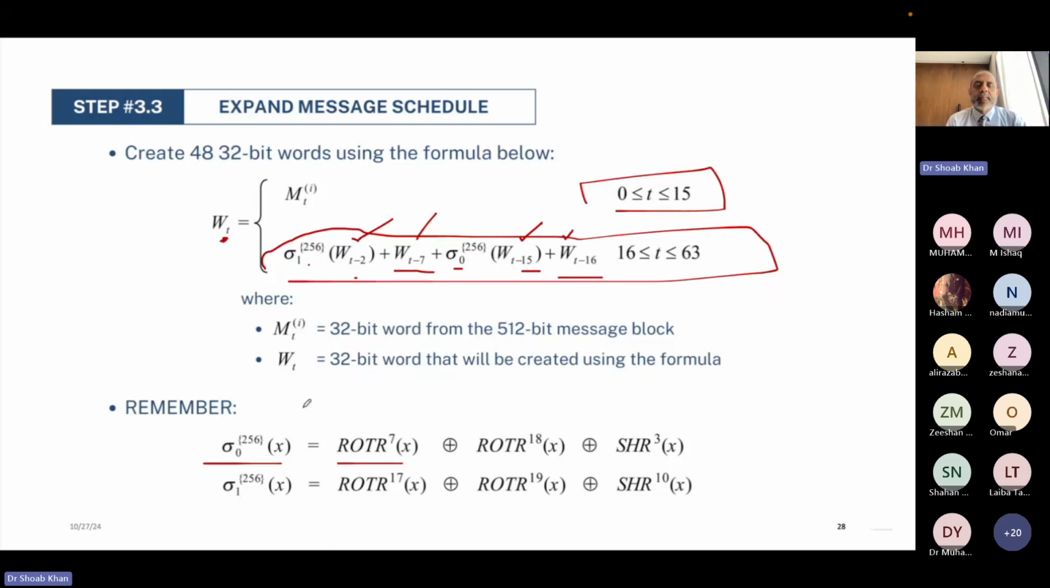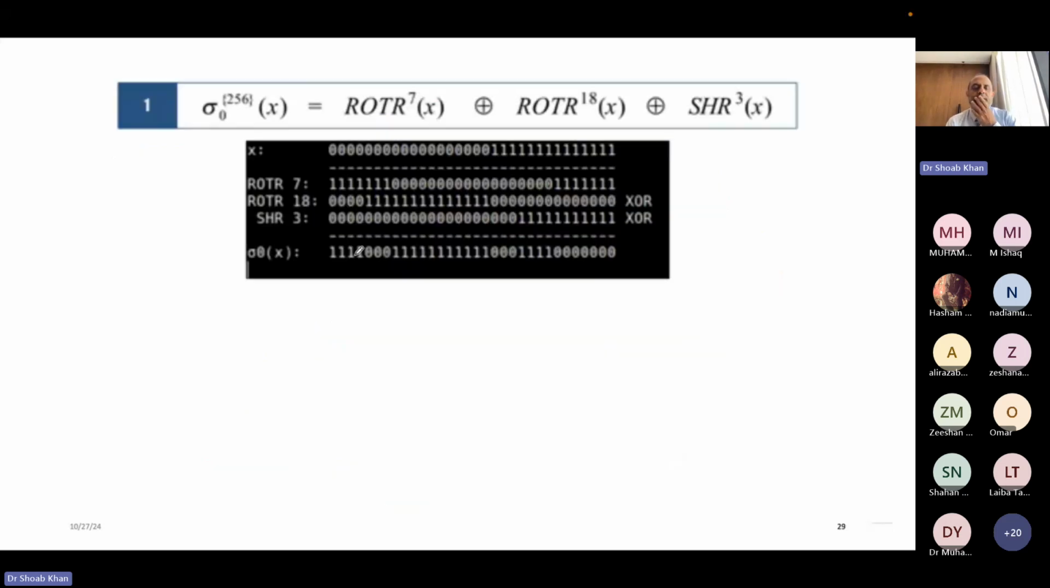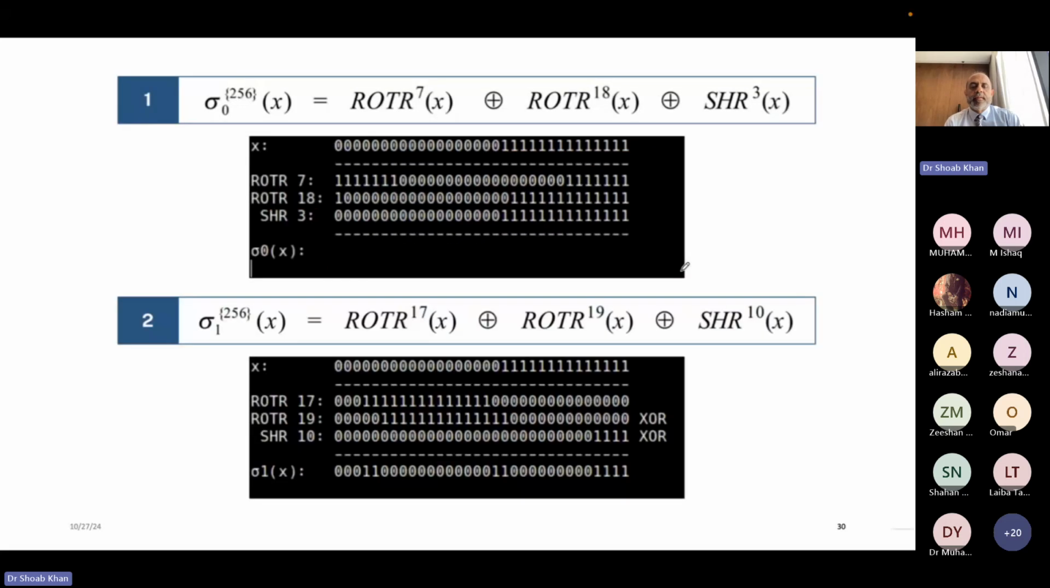Similarly, sigma 1, which is used here, does a different type of rotation: 17, 19, and 10, on the message t minus 2. So this is x, and you rotate 7 positions. 7 of these will come to this side, then you have 18, so 18 of these will come here, and then you have 3, and that's how you XOR them together to create this message. Similarly, for the other one, 17 bits will move and rotate and come back here, and 19 of these, 10 of these, then you XOR them together and you get this.